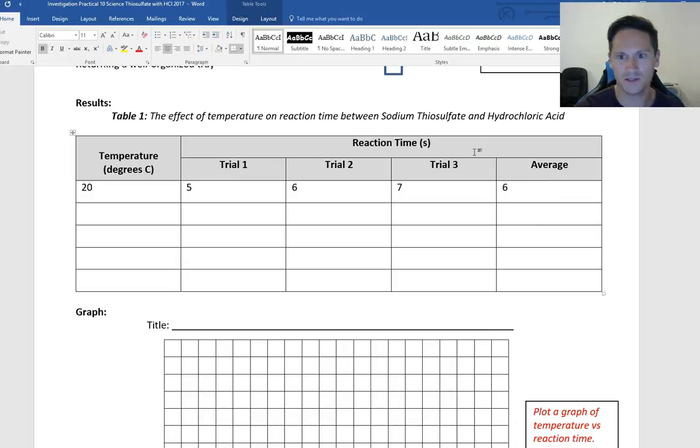You might just want to put the units up here. You don't put units in here. You don't write seconds or anything like that because it's in the actual heading here, so you don't need to do that. Okay.